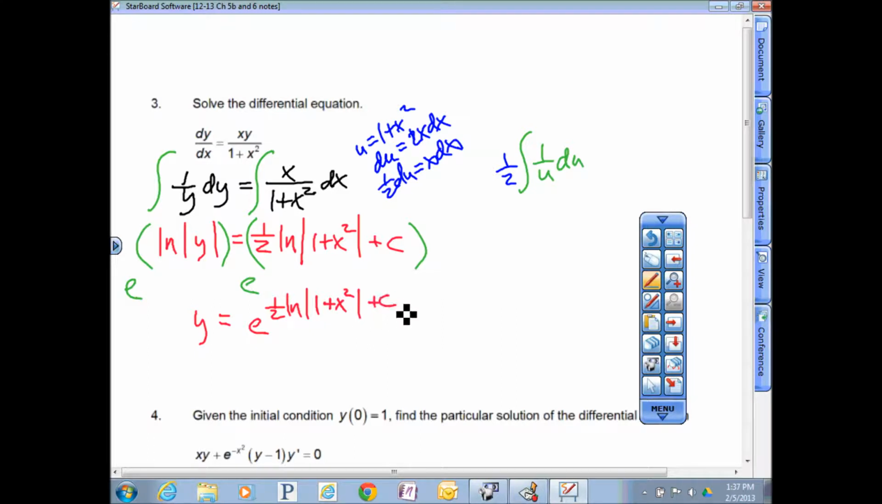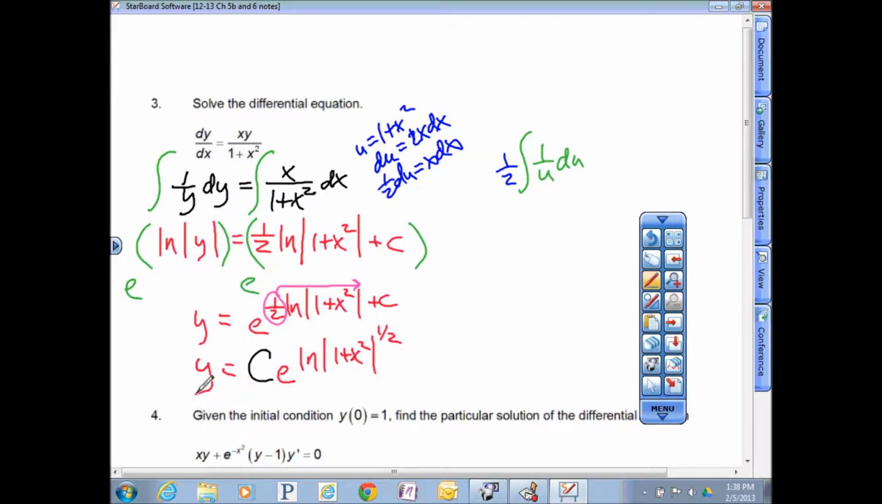plus my c. Well, we've got a little trick that we could throw in there, because we know that the e and the c are going to turn into that black constant that we've dealt with before. Now this 1/2 could move up and be an exponent for the natural log on the 1 plus x squared. So what I really have here is e to the natural log of 1 plus x squared raised to the 1/2 power, and that's my y.